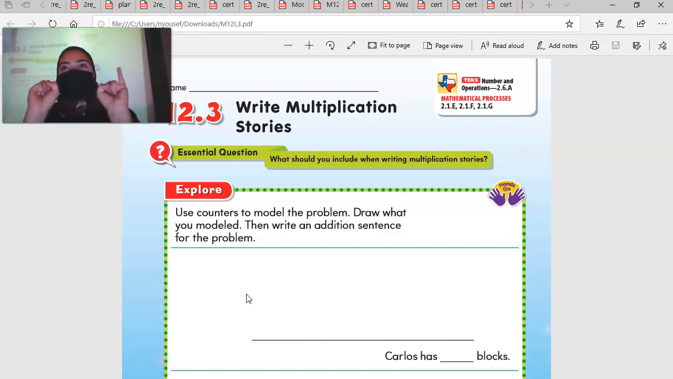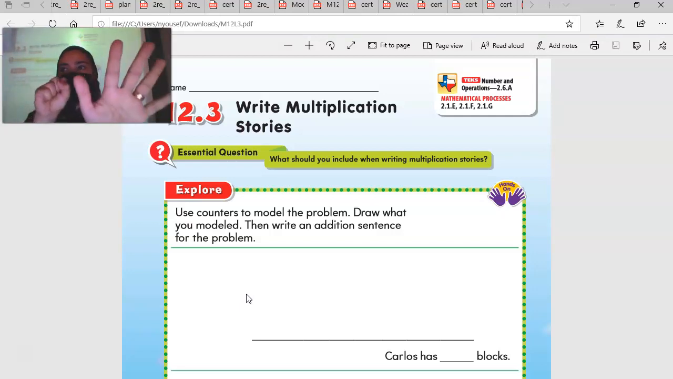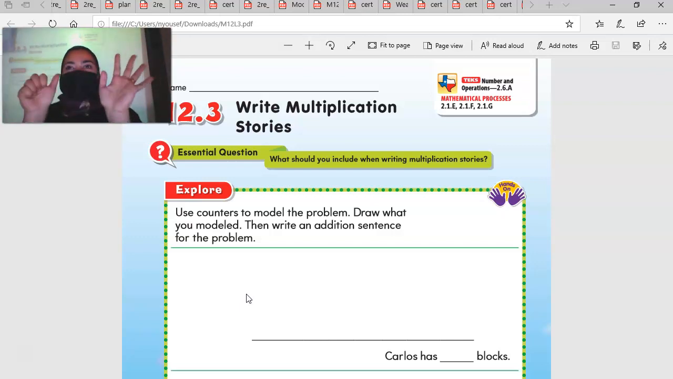3 times 1 is 3. 3 times 2 is 6. 3 times 3 is 9. 3 times 4 is 12. 3 times 5 is 3, 6, 9, 12, 15. 3 times 6 is 18. 3 times 7 is 21. 3 times 8 is 24. 3 times 9 is 27. 3 times 10 is 30. You see why I say show me your fingers?